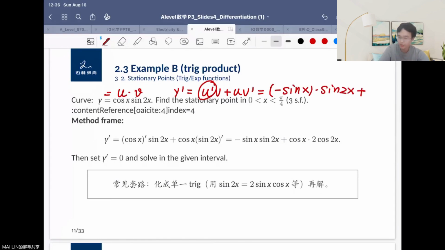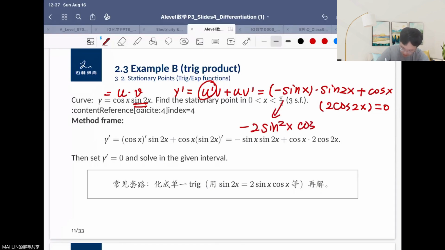And for the u times v differentiation, you can say that is plus u, where u is cos x, and for v differentiation we use the sine 2x differentiation, which is 2 times cosine 2x, right? If you want to find the stationary point, set it equal to 0 and find the x value. You can simplify a little bit: sine 2x can be considered as 2 times sine x cosine x, so this value is negative 2 sine x squared times cosine x, okay?